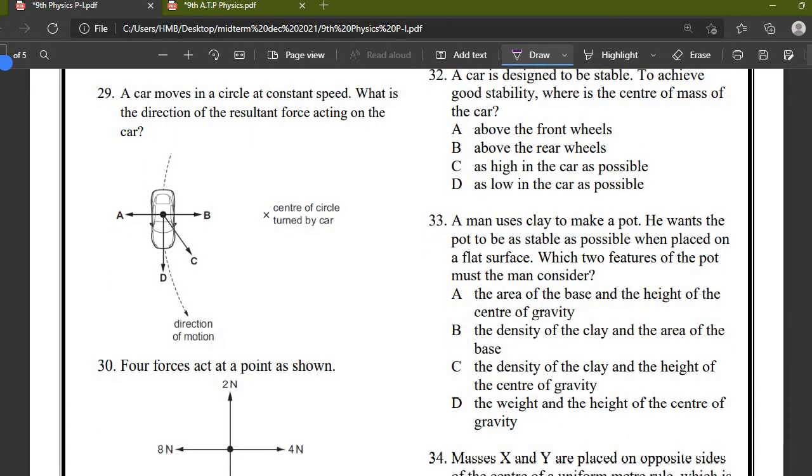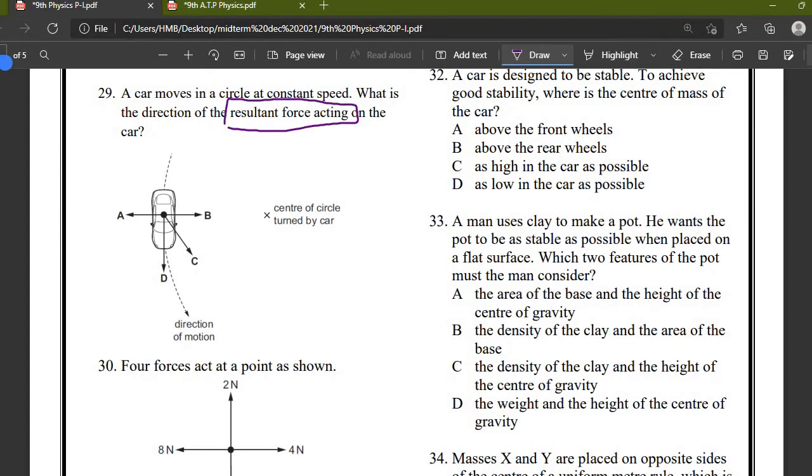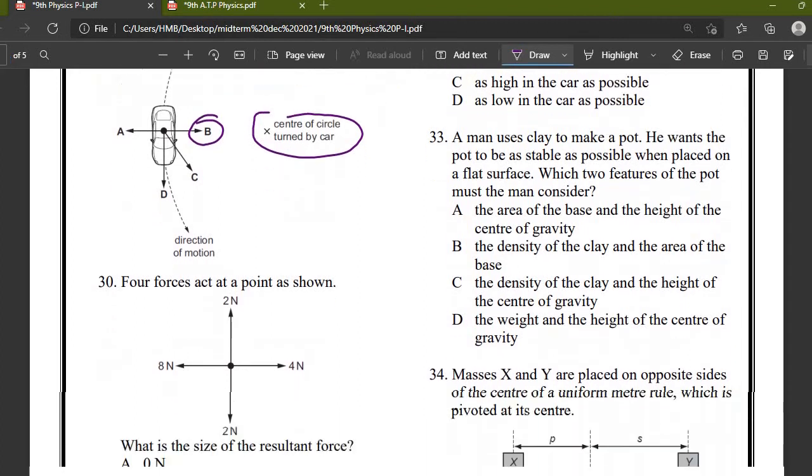Let's see question 29. A car moves in a circle at a constant speed. What is the direction of force acting on the car? That is the centripetal force. This is the center of the circle and the force always acts toward the center of the circle. This is known as centripetal force. Option B is the right answer.